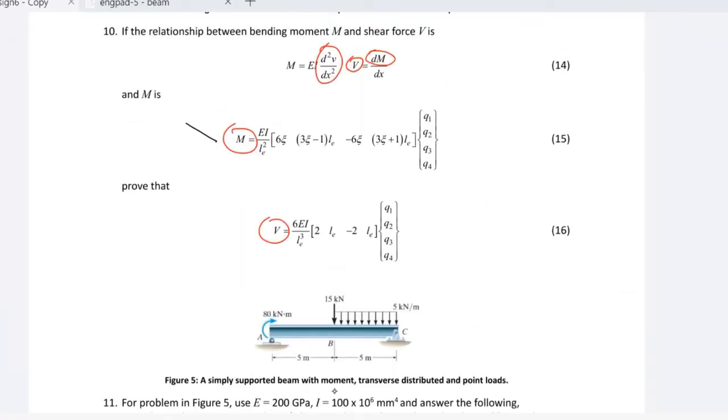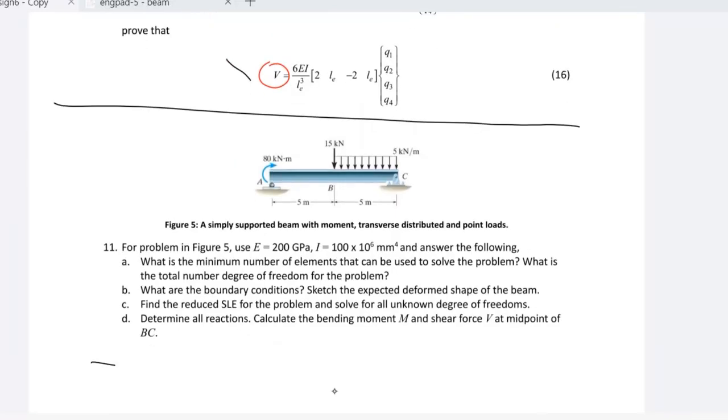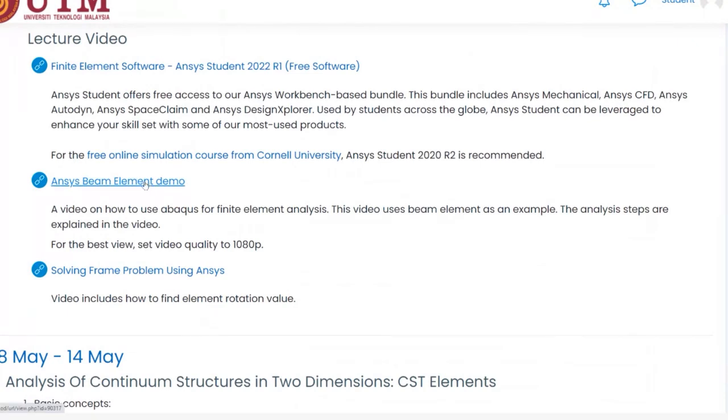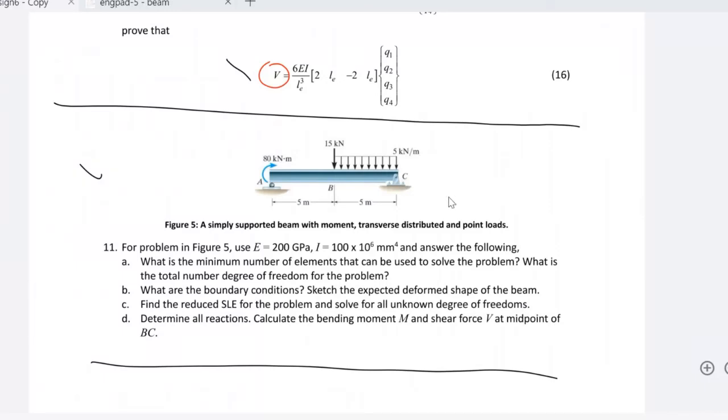We know what the moment is, we know what the shear force is, and then you apply everything that you have derived to this. I think this is a good exercise for you to do manually and to compare with anything. I think my video is talking about this. My BIM demo video here, if I'm not mistaken, is based on this question.